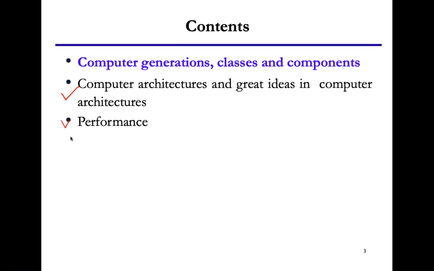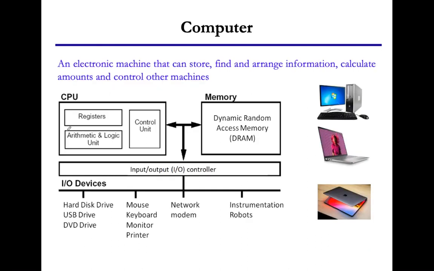So, what is a computer basically? We can say that a computer is just an electronic machine that can store, find, and arrange information. And based on that information, it can calculate certain amounts and control other machines too.